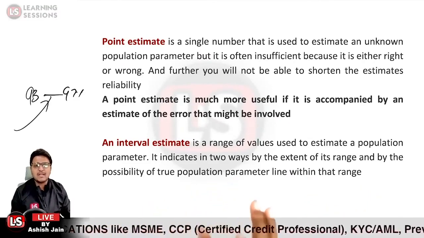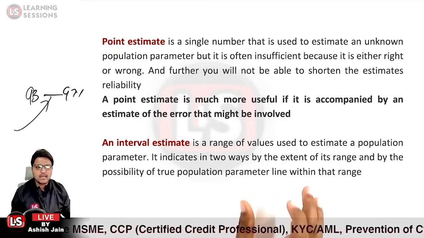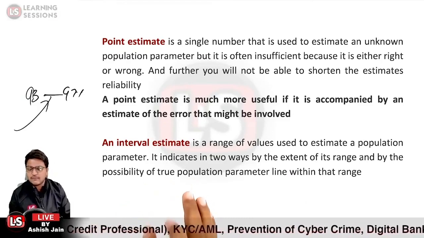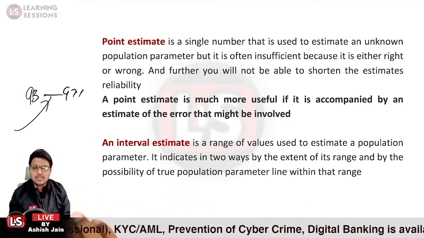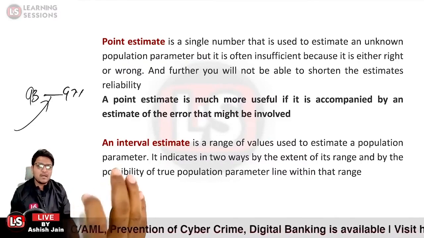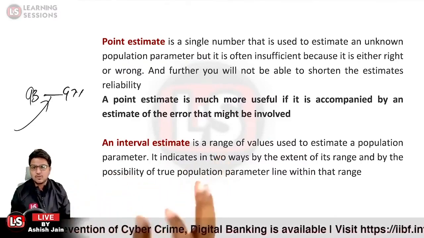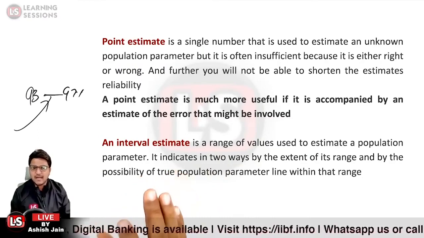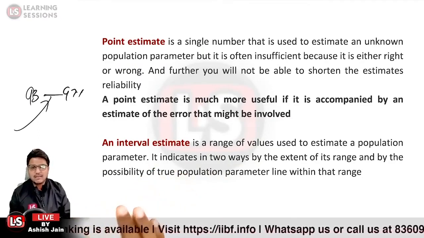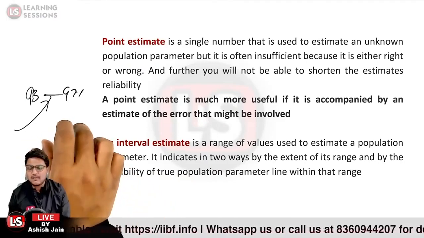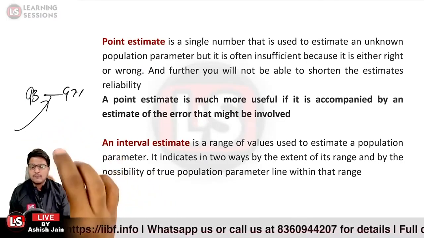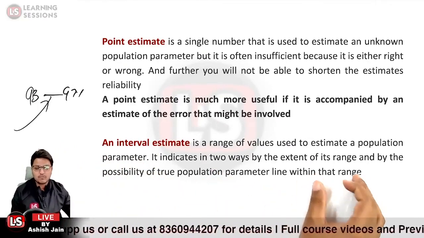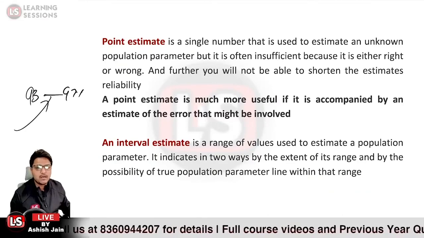It is indicated in two ways: by extent of its range and the possibility. It indicates the range, and further it also indicates the possibility of the true population parameter lying within this particular range itself. So if I say that 95% of the population is lying between this particular range itself, that would be related to what? That would be related to the factor of the possibility. Okay, so that is related to the interval estimate.